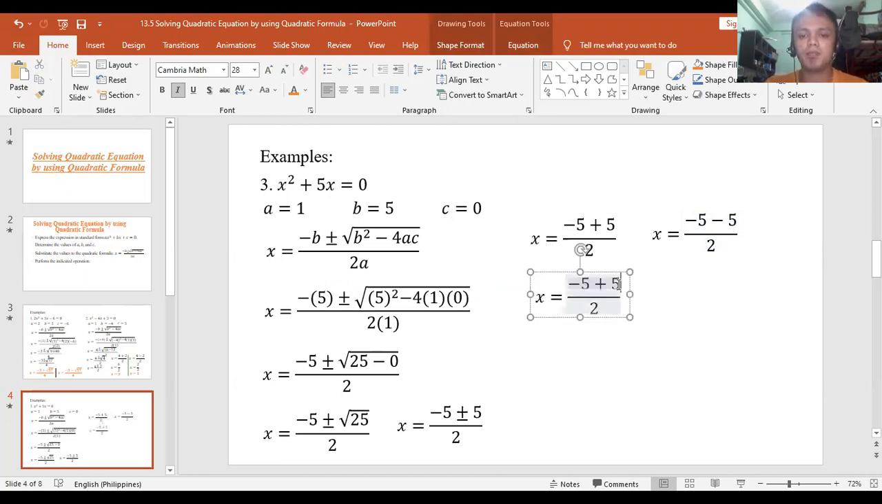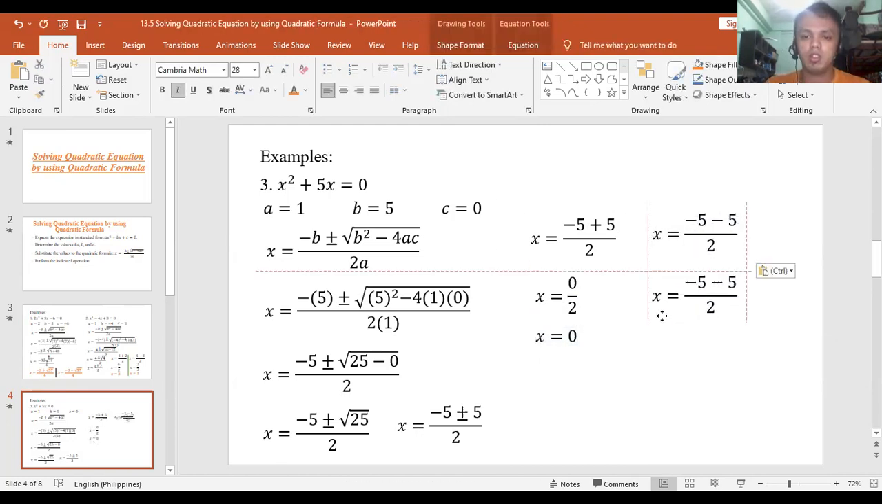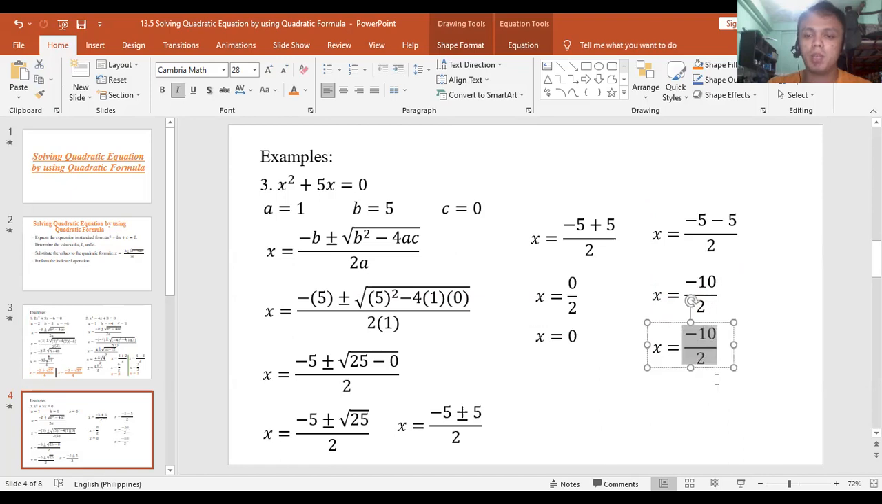Negative 5 plus 5. Negative 5 plus 5, that is 0. Divide by 2. Then we have x equal to 0. Next, negative 5 minus 5. That is negative 10. Divide by 2. Negative 10 divided by 2. That is negative 5.